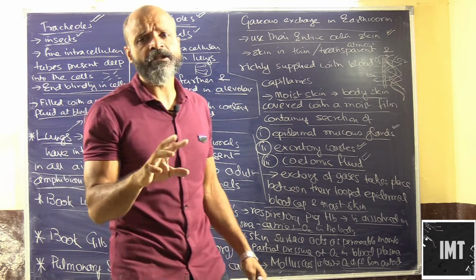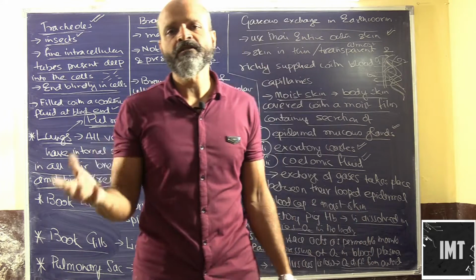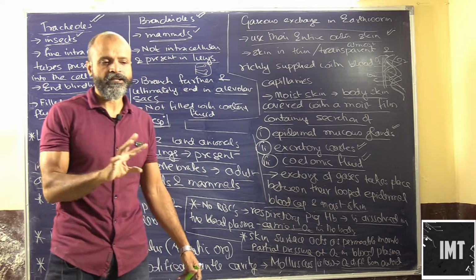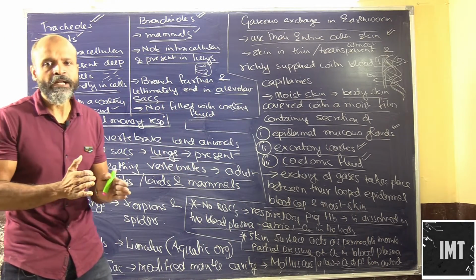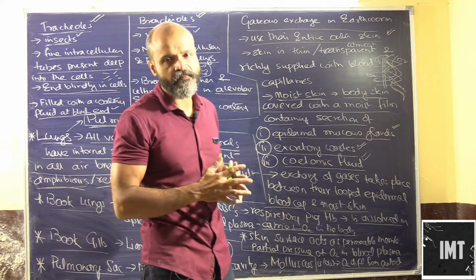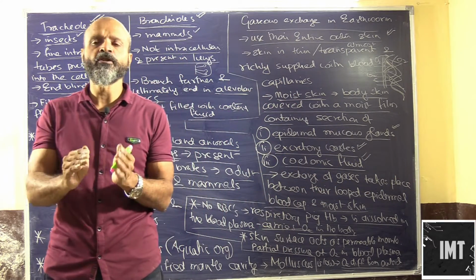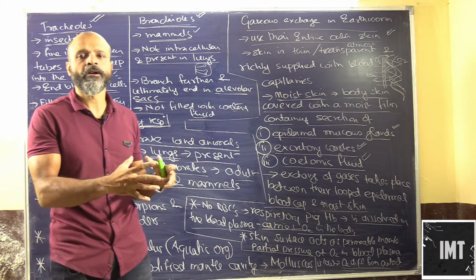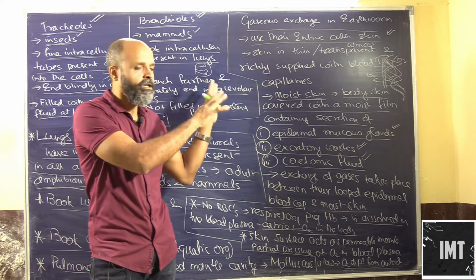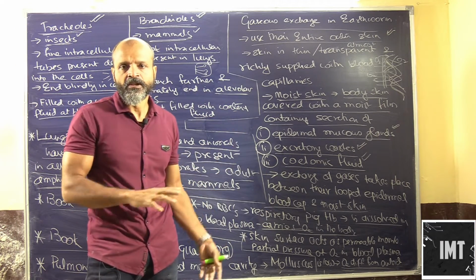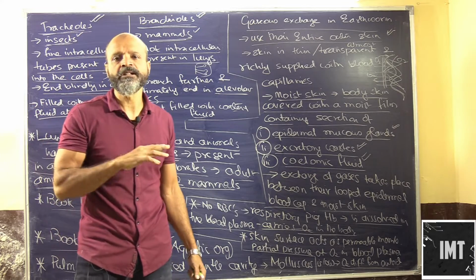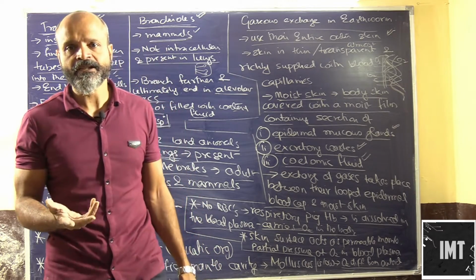So this was pretty much about how respiration takes place in all the other animals. Now we will slowly and steadily move towards the human respiratory system. This covers the introductory part about the entire respiratory system, so now we will proceed ahead to the respiratory system in humans.